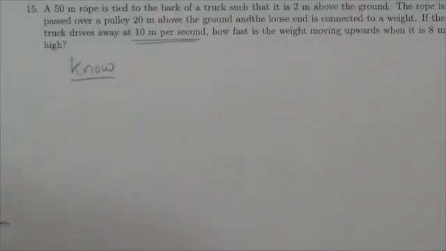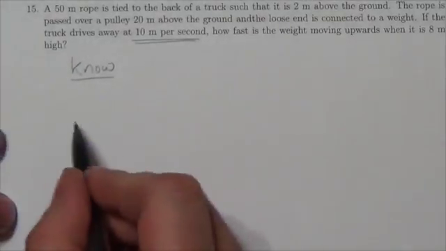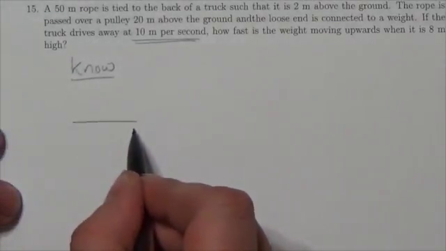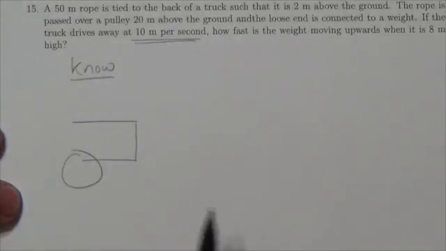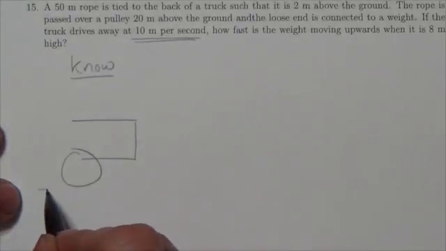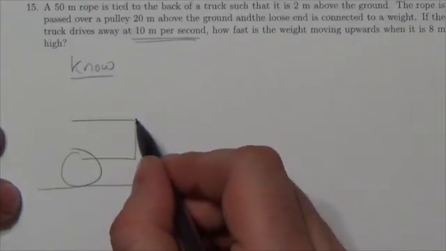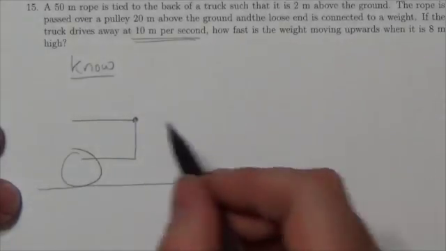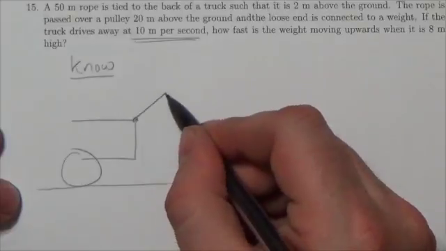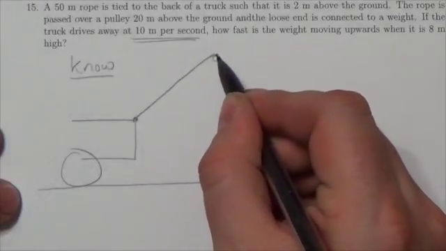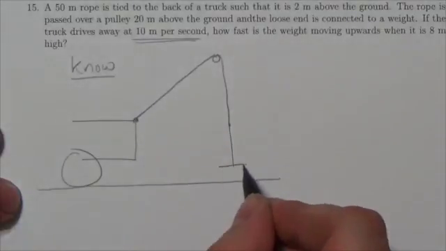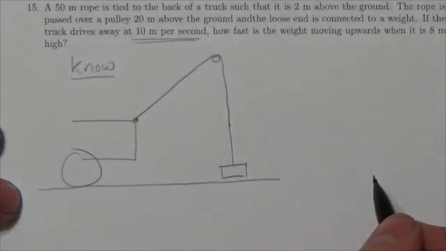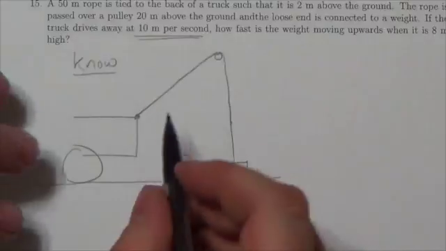And this particular problem can be a little bit confusing. So what we're doing here is, here's the back end of this truck. My diagrams are going to be terrible, but you're going to get the idea. This will give you roughly what's going on here. So here's that end of the rope tied to the truck, and it's going to go up over our pulley, come down, and be attached to a weight. So here's what we know.